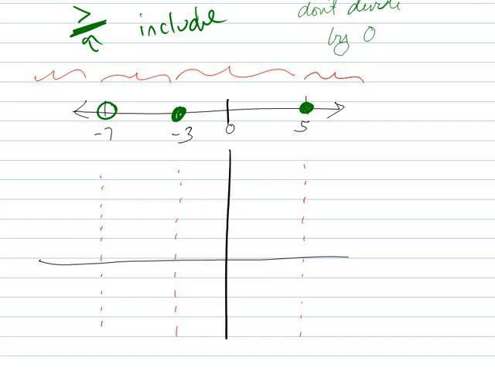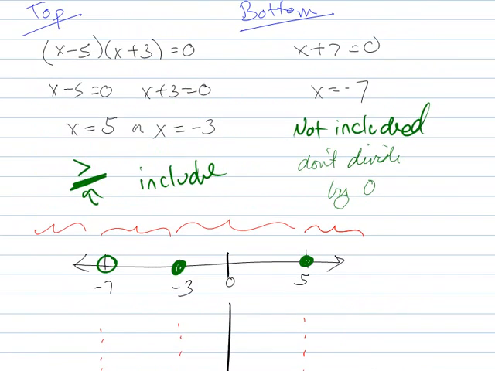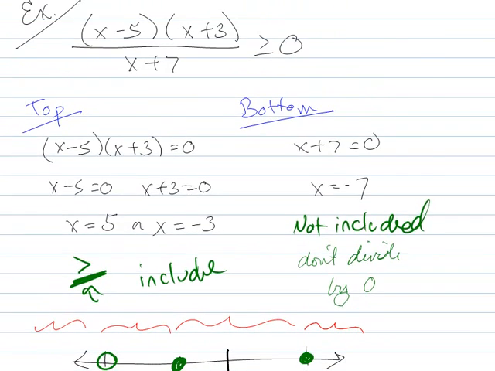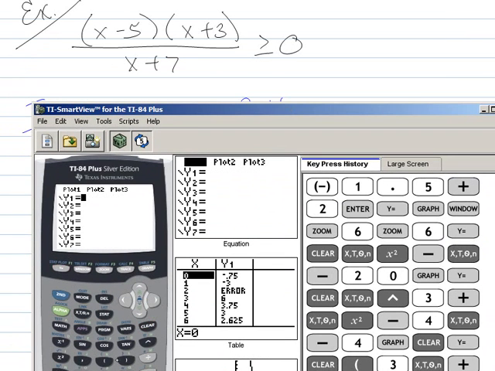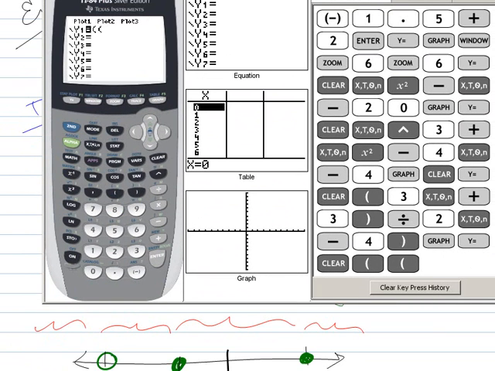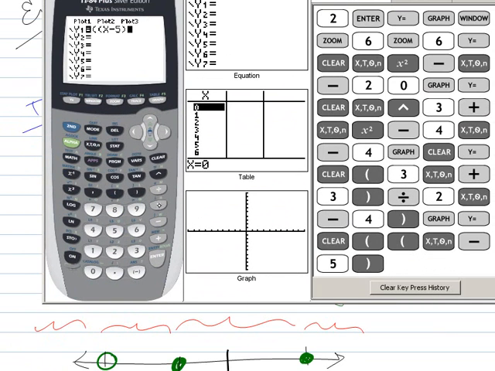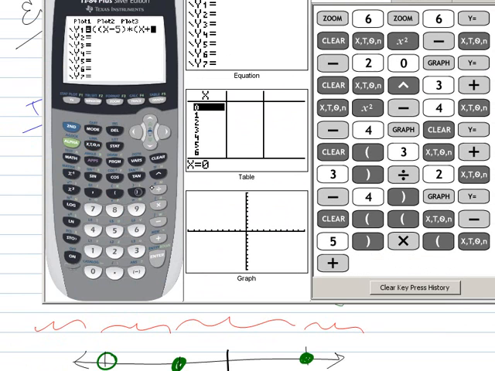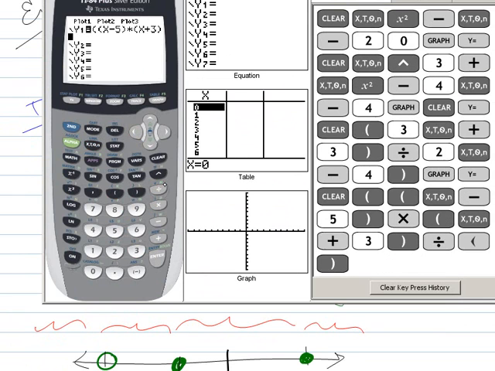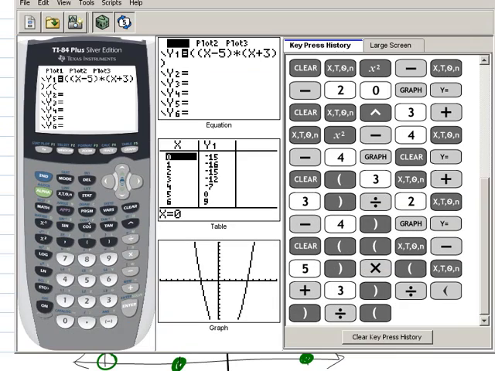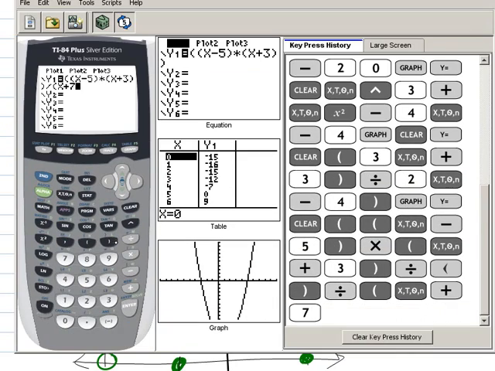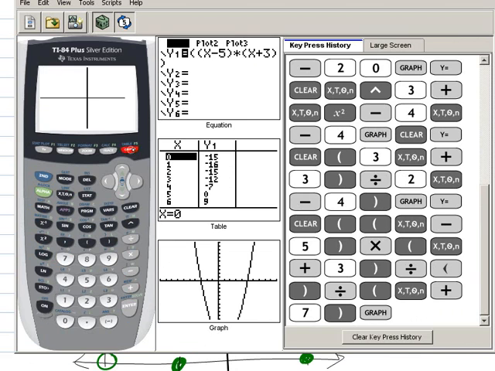So now if I go graph this thing over here, I have x minus 5 times x plus 3, over x plus 7. I'm going to graph it.